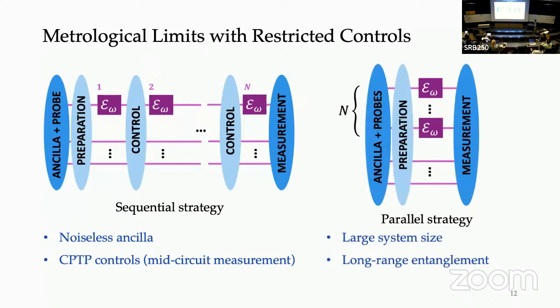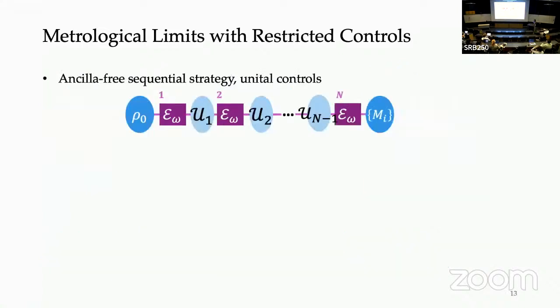If we want to resort to the parallel strategy, that means we need to scale up the system to a very large system size. Moreover, we need to have long-range entanglement in both the state preparation part and the measurement part, which can also be quite expensive in experiments. So this motivated us to study the case where we only have a restricted type of quantum control.